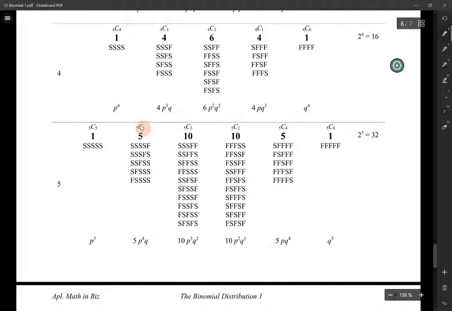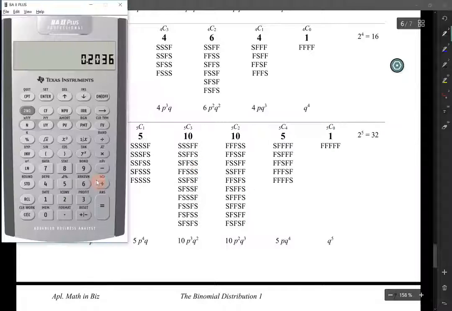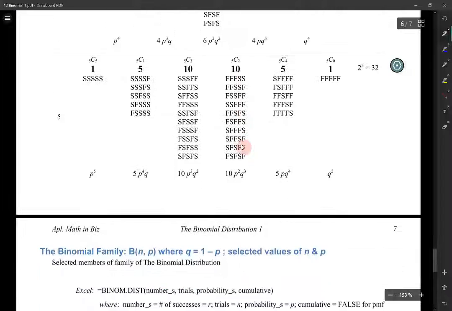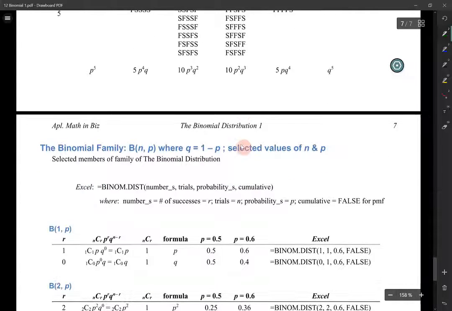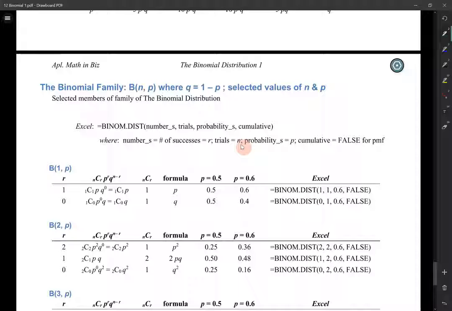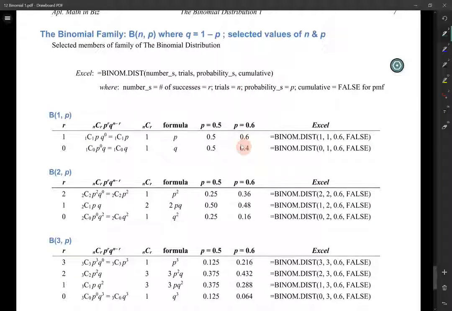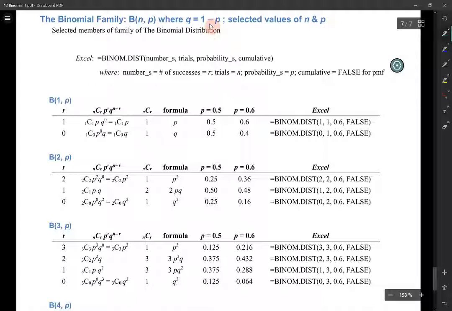And they also are these combination coefficients, okay? And so that's actually what we want to do next, because that will allow you to calculate the terms in the binomial distribution. So here's an example of the binomial family with p equal to, say, 0.5 and p equal to 0.6.